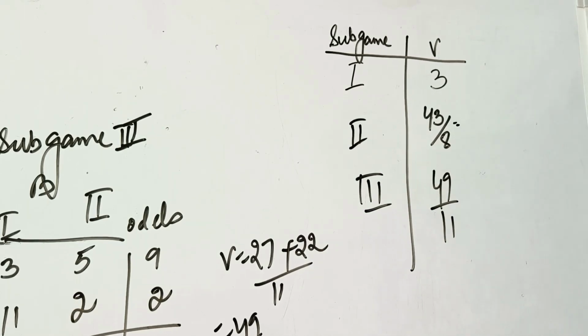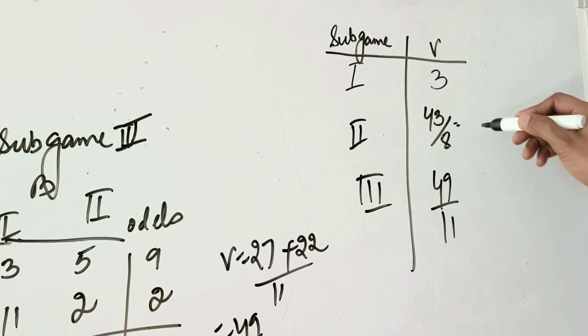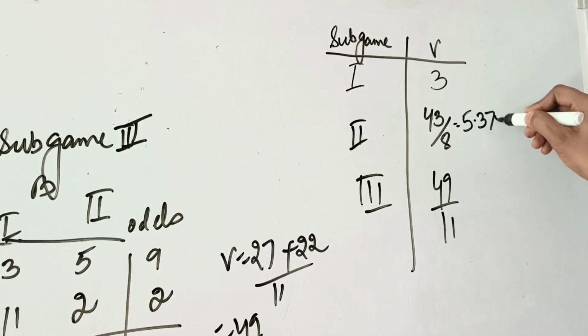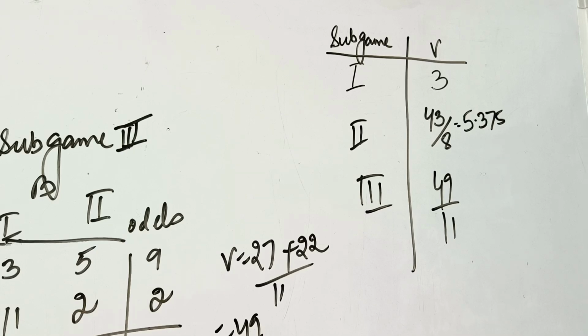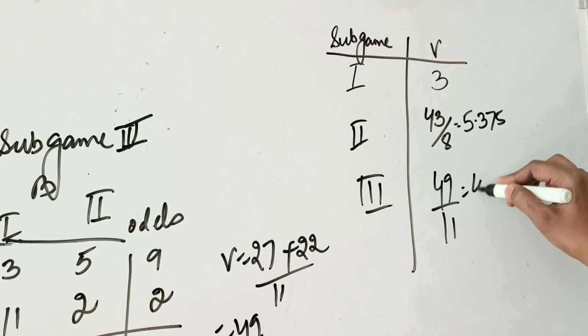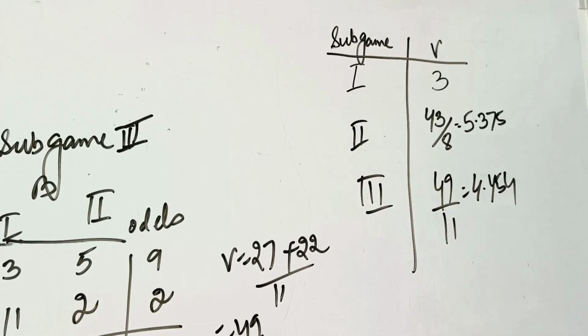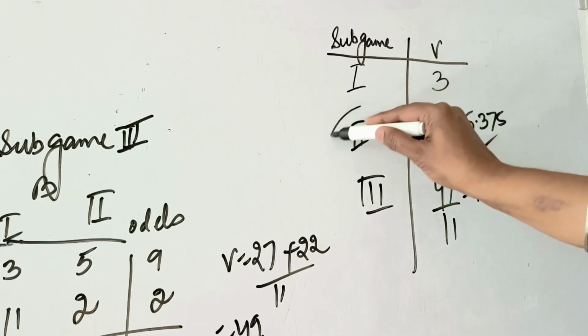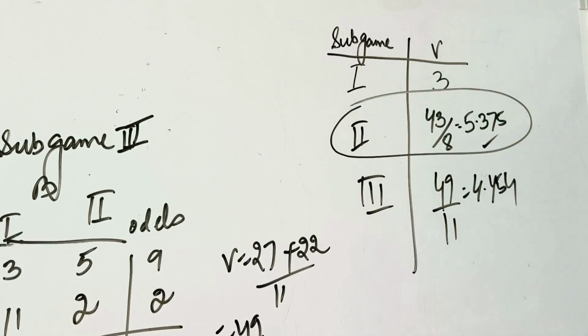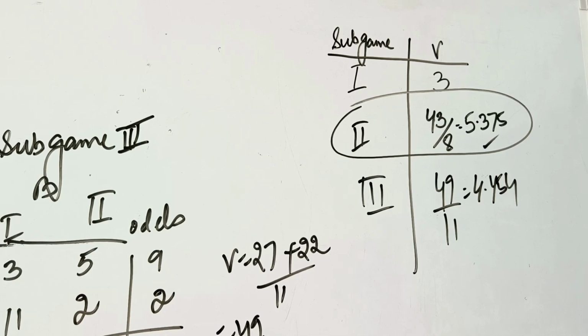Let us make it point wise so that we can have a more better conclusion. 43 by 8 comes out to be 5.375 and 49 by 11 comes out to be 4.454. So now we can very clearly see this is the maximum value. So which subgame is chosen? Second subgame is chosen. So player A, maximizing player, he is choosing the maximum value. Now what you have to do is again same. You have to make this second subgame again.